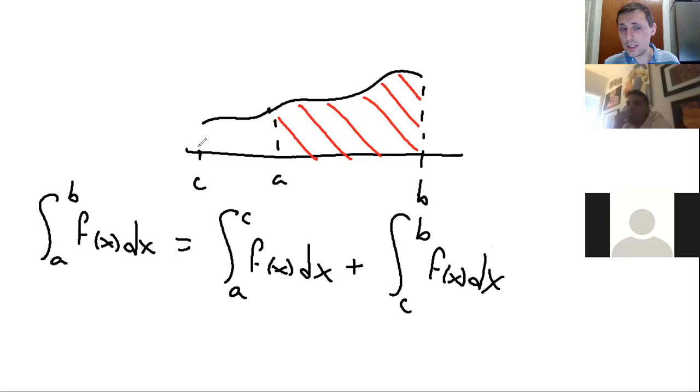But here I introduce a C that is to the left of this region. I can still break the interval from A to B into the integral from A to C plus the integral from C to B. Do you understand what I'm trying to show? So it's a little less clear than in the previous picture, but you understand that I'm claiming that it's still going to hold.